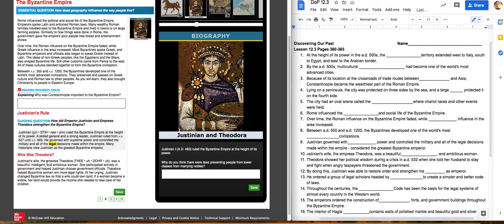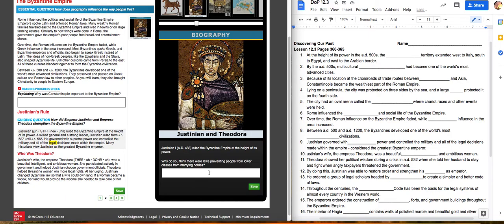Justinian's wife, the Empress Theodora, was a beautiful, intelligent, and ambitious woman. Number 10 in your notes. She participated actively in government and helped Justinian choose government officials. Theodora helped Byzantine women win more legal rights. At her urging, Justinian changed Byzantine law so that a wife could own land. If a woman became a widow, her land would provide the income she needed to take care of her children. So you can see Justinian's wife is doing some awesome things.